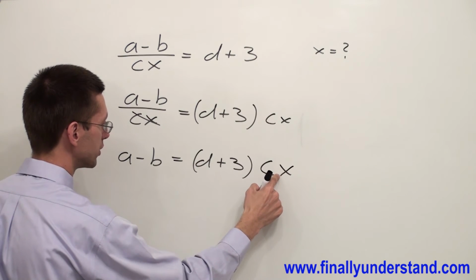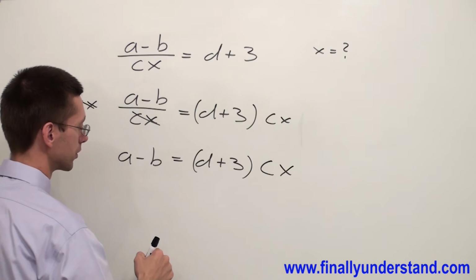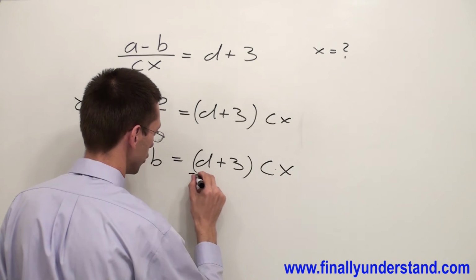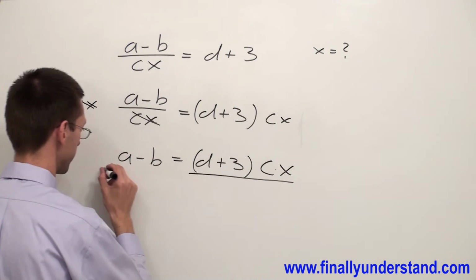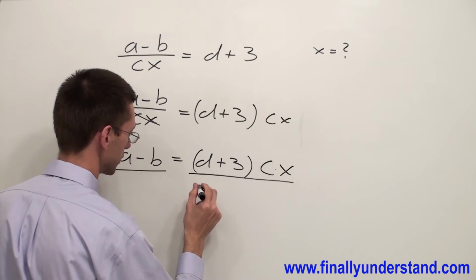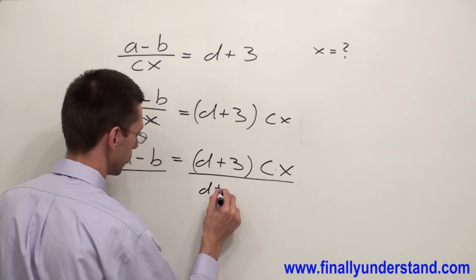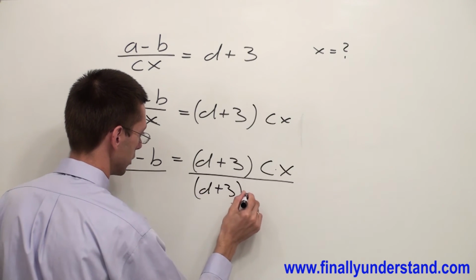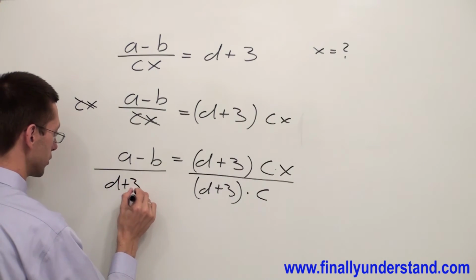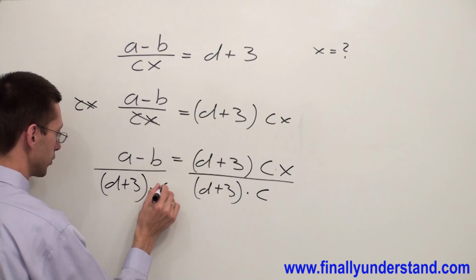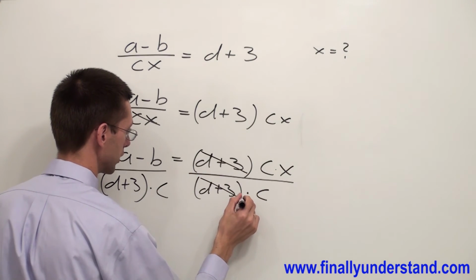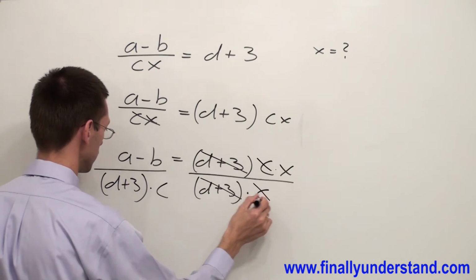I'm looking for x. I do not want to see anything multiplied to x. So in order to eliminate this multiplication, I'm going to use division. I'm going to divide both sides of the equation by whatever is multiplied to x. So I have d plus 3 times c, and I have d plus 3 times c. So parentheses are going to cancel out. C and c will cancel out.